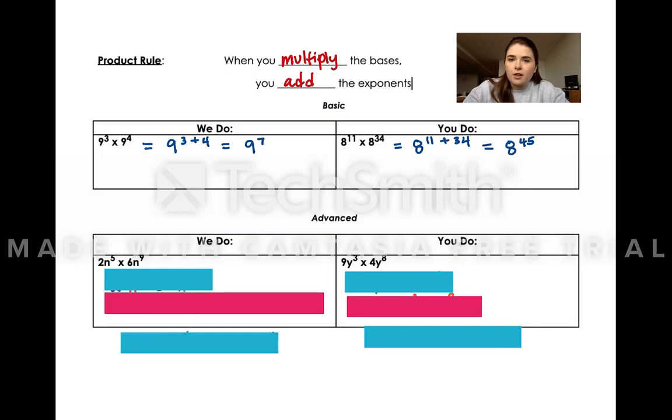Alright, at this point, you should have tried it on your own. We're going to go through it together now. We are keeping the base the same here with this problem and simply adding the exponents. And so we get 8 to the 45th power.